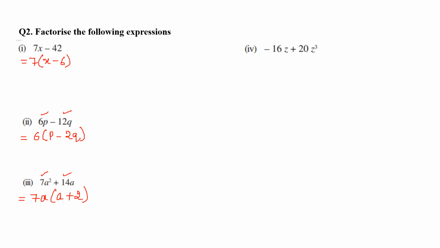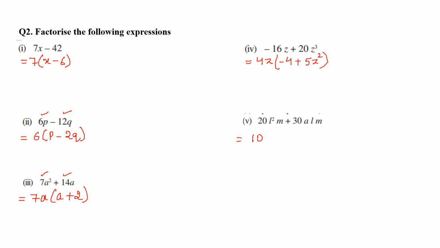Now in the fourth question, see the highest common factor of 16 and 20. In the fourth table both 16 and 20 come, and that is the highest common factor. For the variable, here is z, here is z cube. So the lowest power of z is 1, and the common factor will be 4z. If I take 4z common, in the first term I will be left with minus 4, and in the second term it will be 5z square, because 4 times 5 gives me 20 and z into z square gives me z cube.